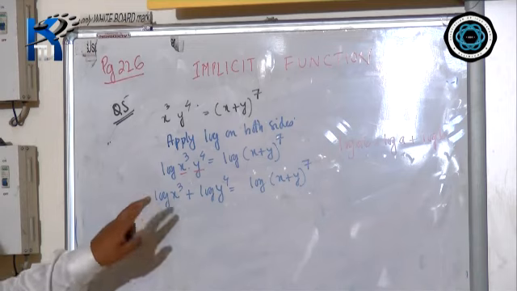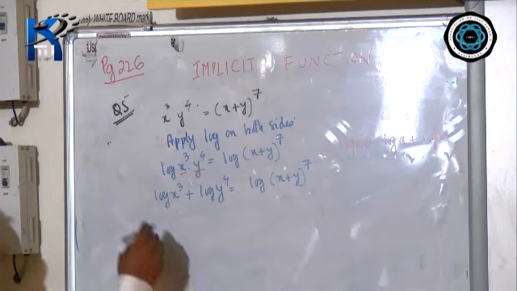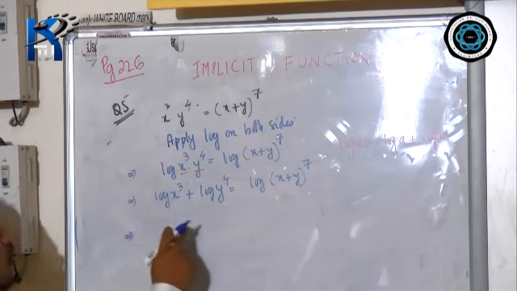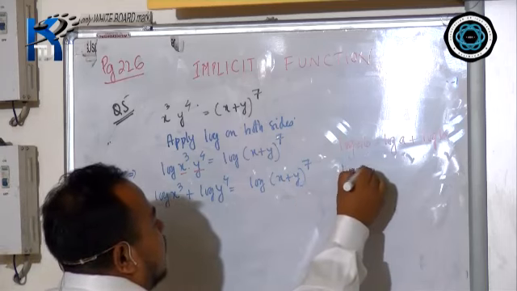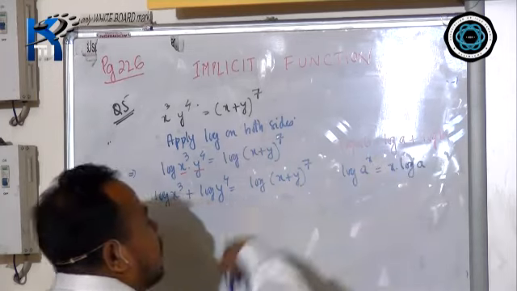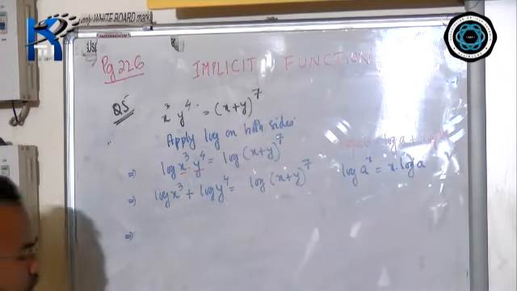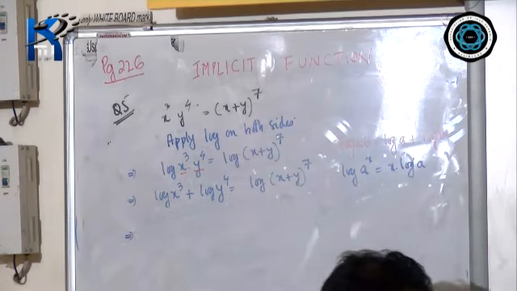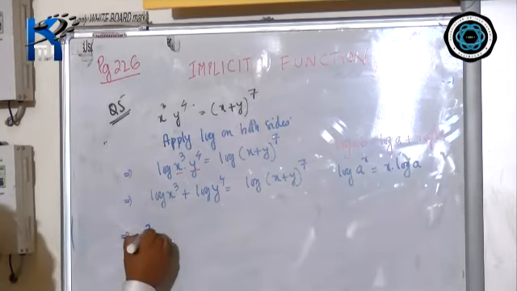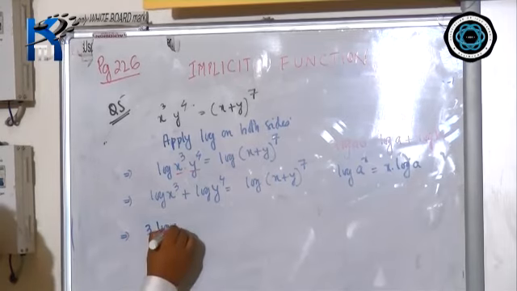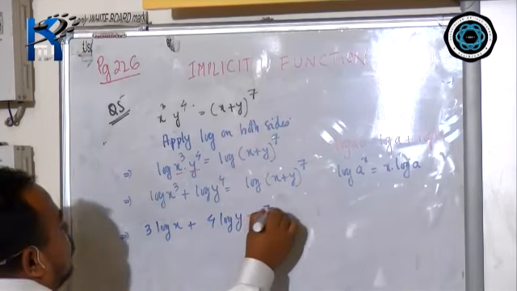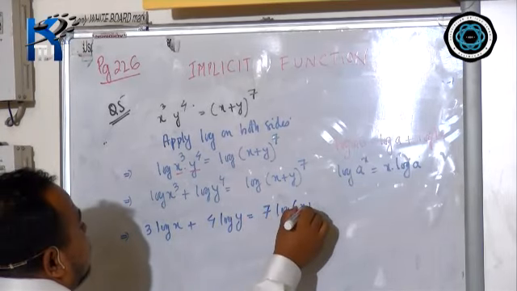Now the next thing I need to remove is the power. So what is going to happen to the power? You know, log a to the power x equals x dot log a. The power comes in front. So 3, which you can see, will come in front. So you get 3 log x. Again 4 comes in front, 4 log y equal to 7 log (x plus y).